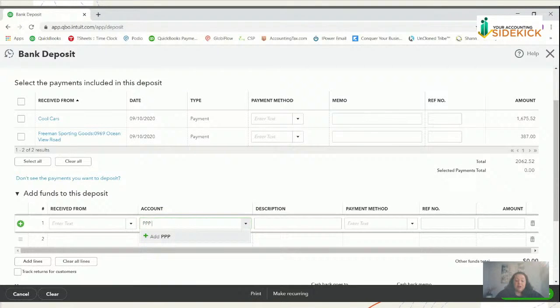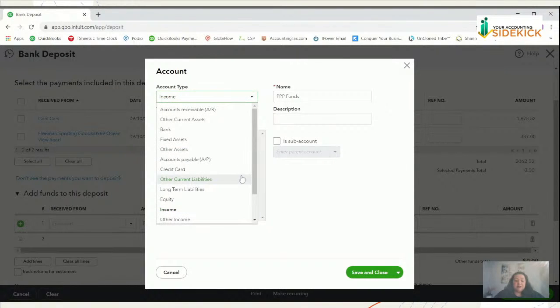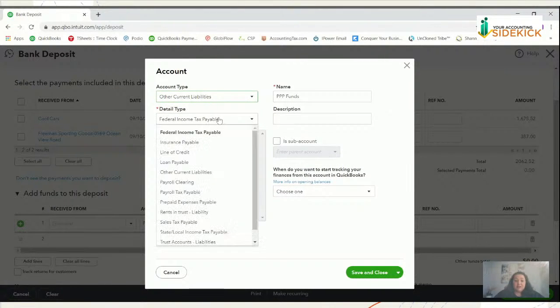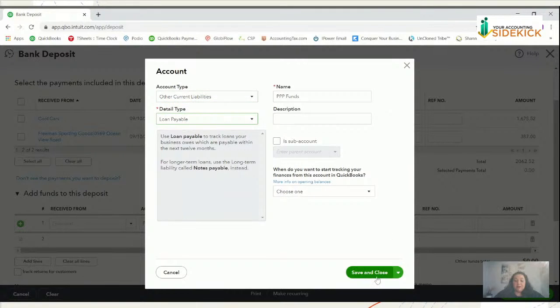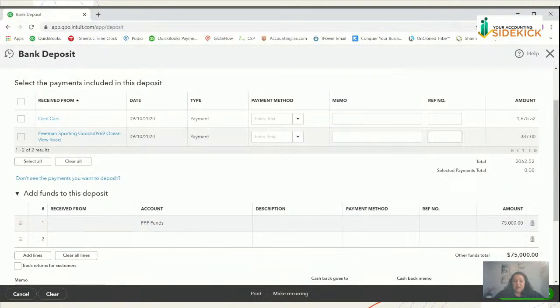So for the time being, we are going to put PPP funds into a liability account. The reason why is because until it is forgiven, it is actually a loan. And it would be payable within 2 years. So if we got $75,000, this is how we would record that in May.